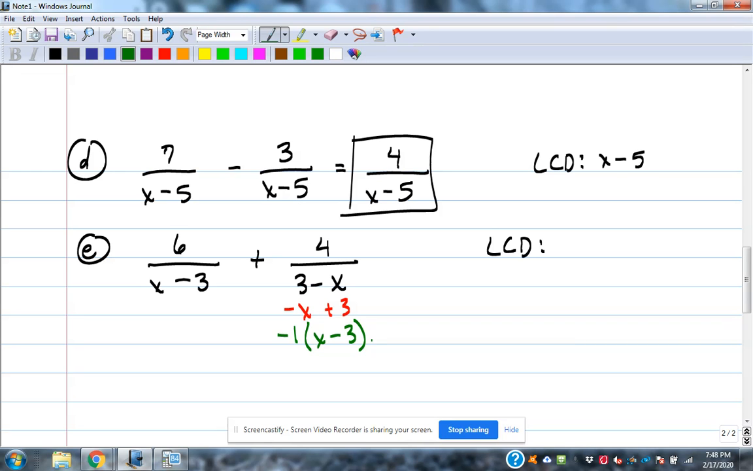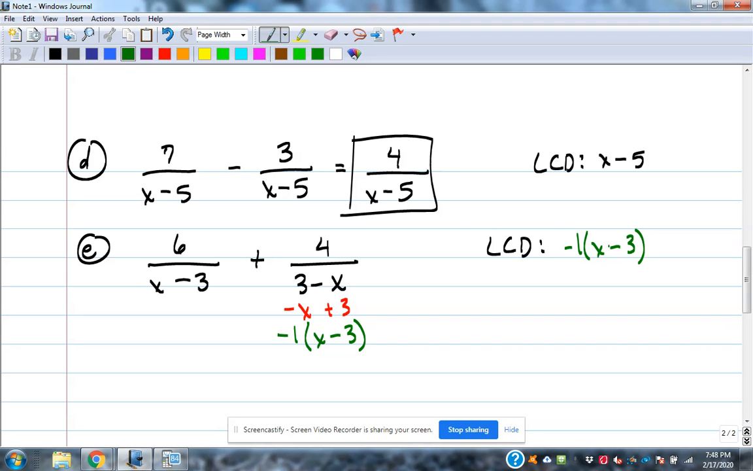So looking at the denominators, this denominator is x minus 3. This denominator is negative 1 times x minus 3. What is the shared factor between those two pieces? The x minus 3. So we got the shared factor, and then we need anybody that's not shared. What's not shared? The negative 1. So the least common denominator has got to be negative 1 times x minus 3.